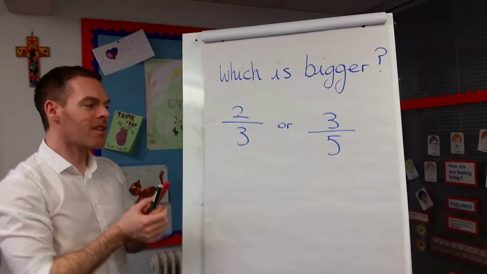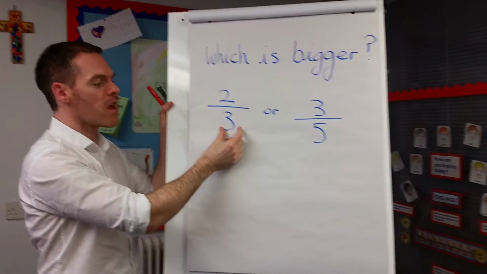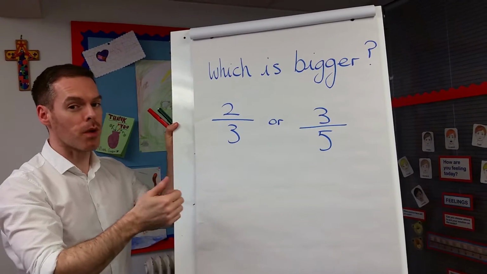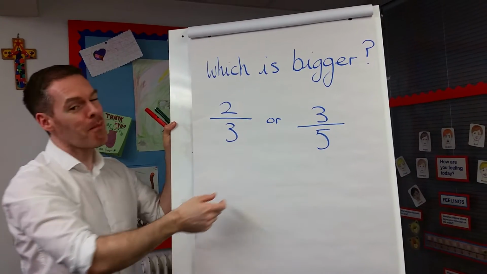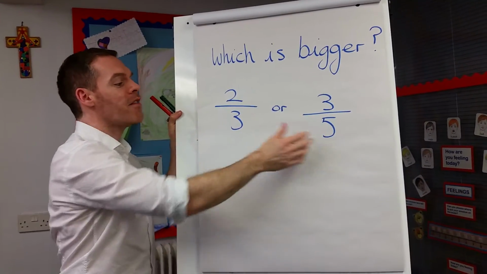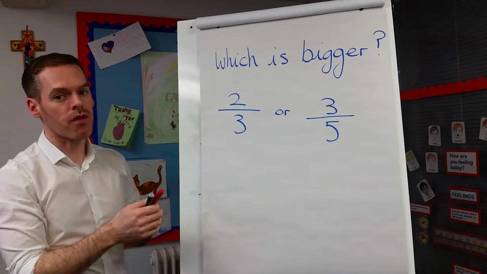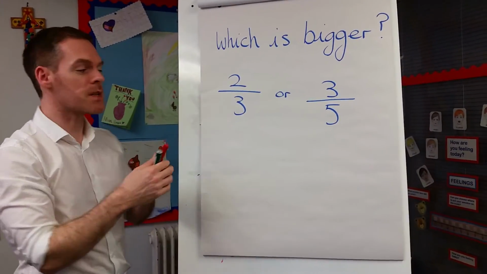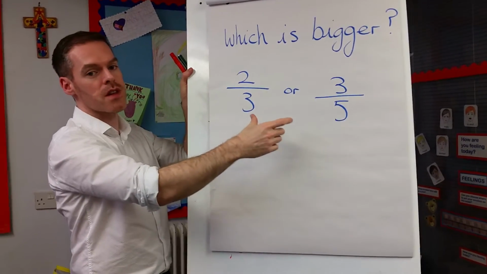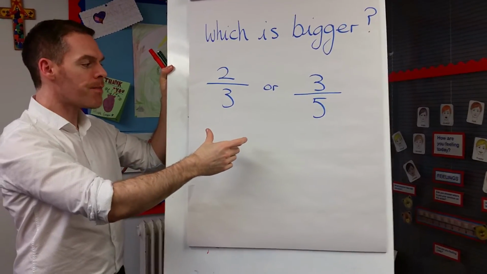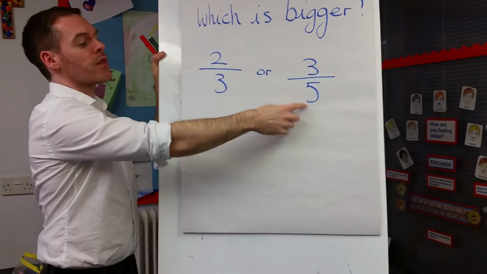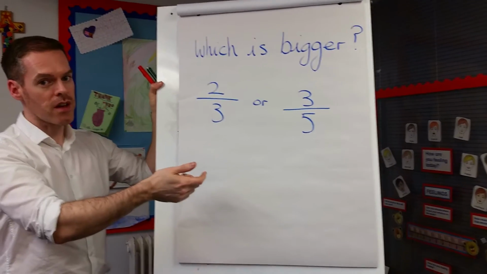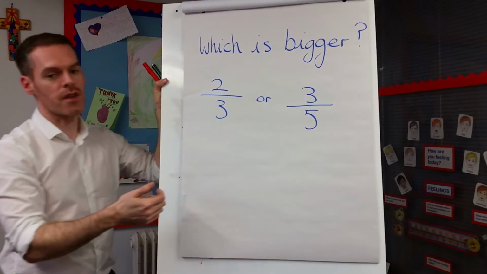So what we need to look at is our denominators. We've got 3 here and we've got 5 here. Now we need to think of a common multiple of 3 and 5, a number that both 3 and 5 are factors of. The quickest way and the best way to do this is just by timesing both of your denominators together. So I know that 3 groups of 5 or 5 groups of 3 is 15. So I know that 3 goes into 15, and I also know that 5 goes into 15.